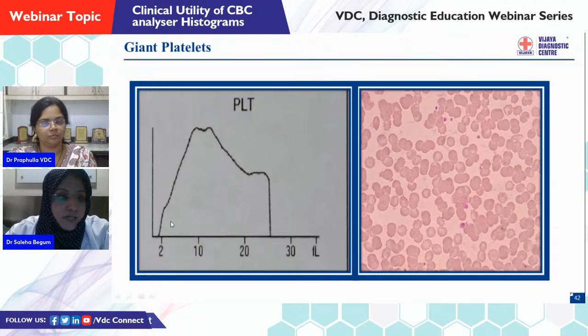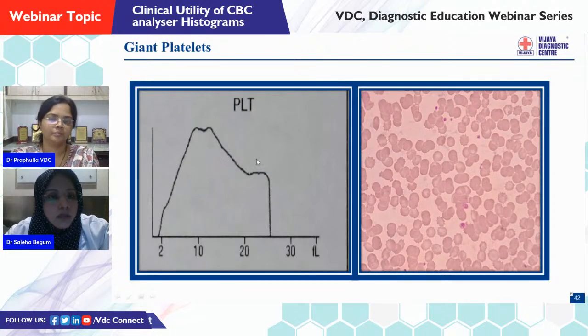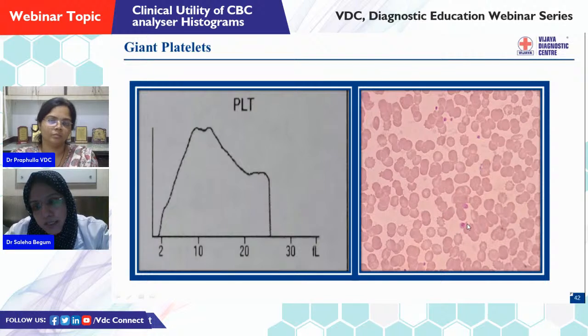This is another platelet histogram, very irregular, but to start with it is starting at the baseline, a very irregular curve, and maybe a dip in the peak, and again not at all coming to the baseline, instead ending higher up. Upon seeing the smear, we can make out giant to large platelets in this patient's blood. So whenever you are seeing such a platelet graph, you have to think of larger size platelets.